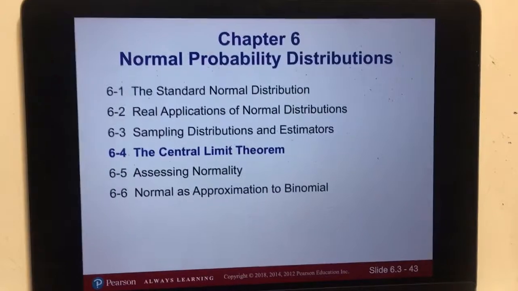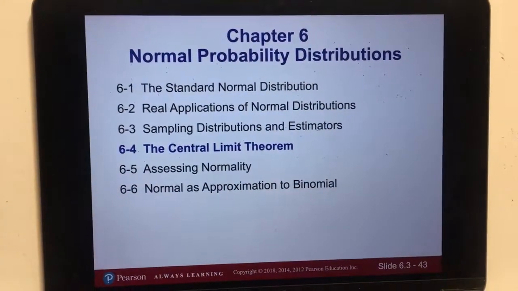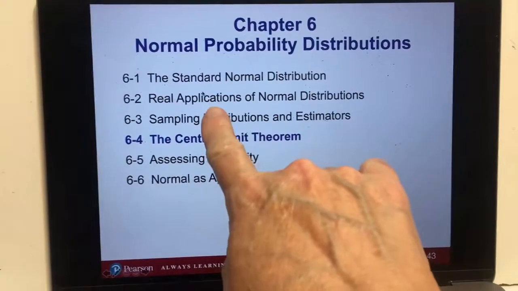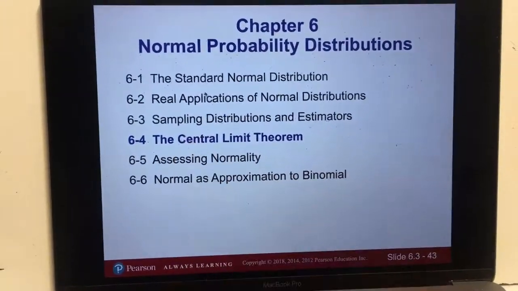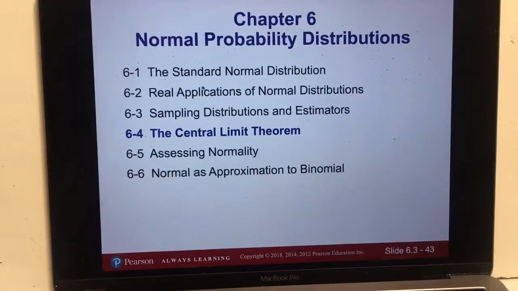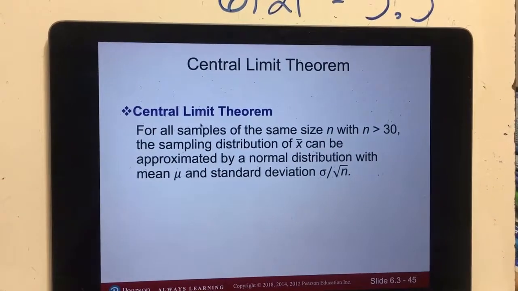So remember that the Central Limit Theorem is the last section that we cover in this book. So on your test, you will have 6.1, 6.2, 6.3, 6.4. Remember, your test is coming on Tuesday. Okay, so what is the Central Limit Theorem?